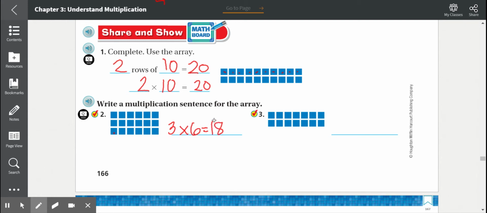Okay, number 3, how many rows are there? 2 times, how many are in each row? 1, 2, 3, 4, 5, 6, 7. If this one is 7 and then this next one is 7, what's 7 plus 7? 14. Okay.